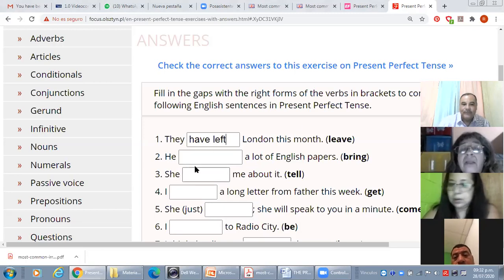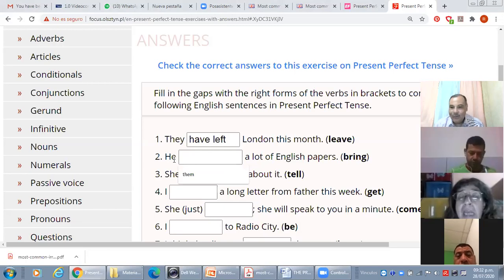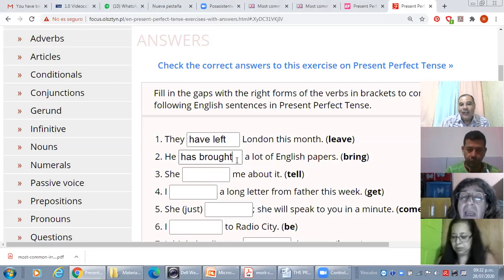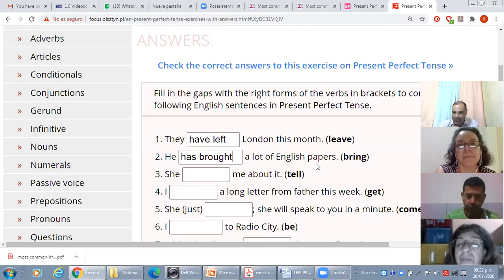Now, number two. What is number two? He. What is the auxiliary? He has brought. He has. Exactly. What is the past participle? Brought. What is the meaning of bring? Es traer. Traer, that is correct. So he has brought a lot of English papers. So what is the meaning? El ha traído. Are we clear?